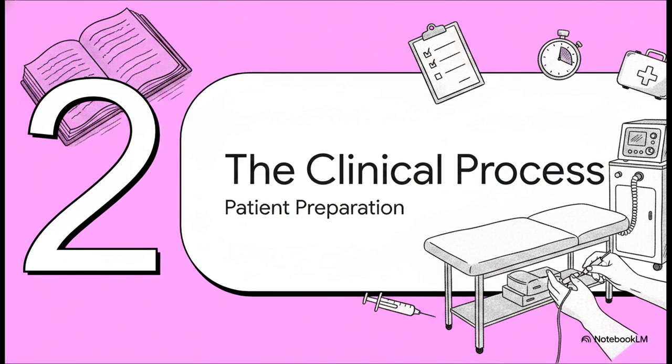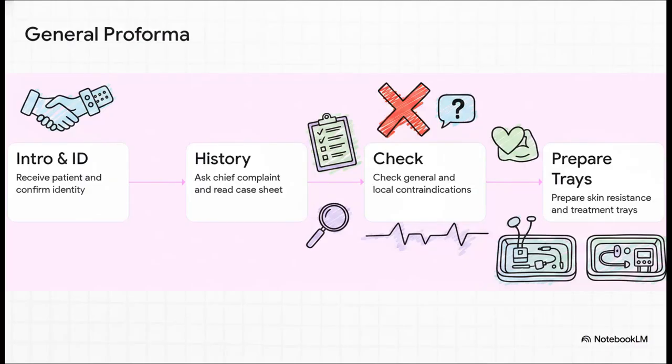Let's shift gears to the clinical process, patient and apparatus preparation. This general pro forma right here, this is your non-negotiable checklist. It's how you properly receive the patient. You introduce yourself, double-check their identity against their case sheet, and ask about their chief complaint. But most importantly, this is the exact moment you rigorously hunt for any general or local contraindications. Do not even think about turning on that stimulator until safety and verification are totally locked down.